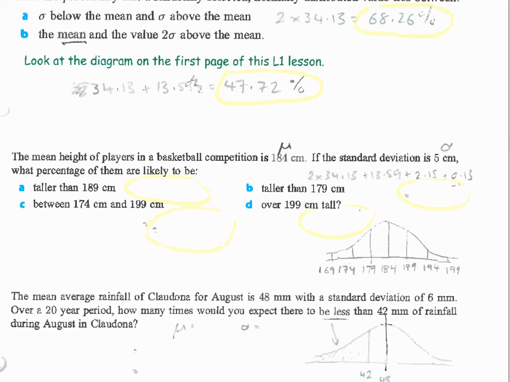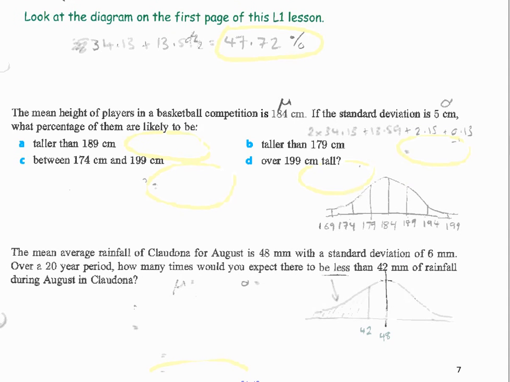It's another real life problem. The mean height of players in a basketball competition is 184 centimeters. To remind myself of the symbol of the mean, I've just drawn that funny symbol mu there. That's the symbol we use for the mean. So the mean height is 184 centimeters. If the standard deviation is 5 centimeters, I've drawn sigma there to remind me that it's equal to 5. What percentage of them are likely to be taller than 189 centimeters?